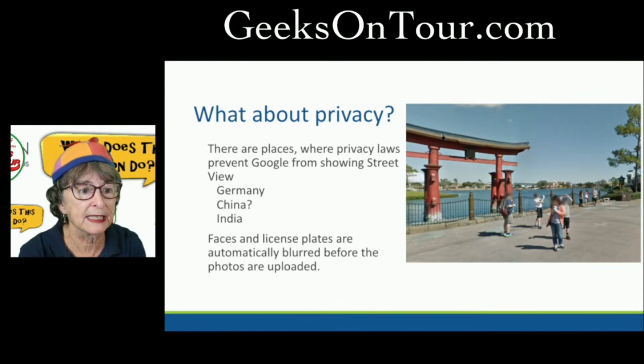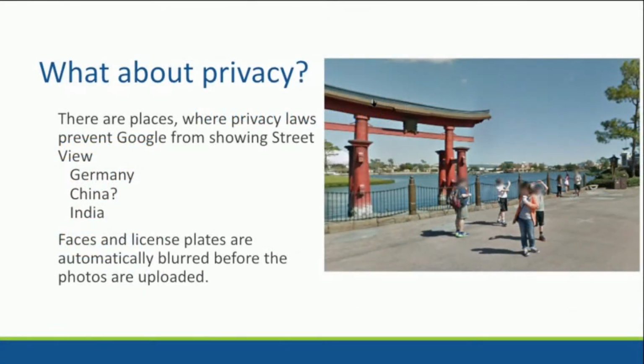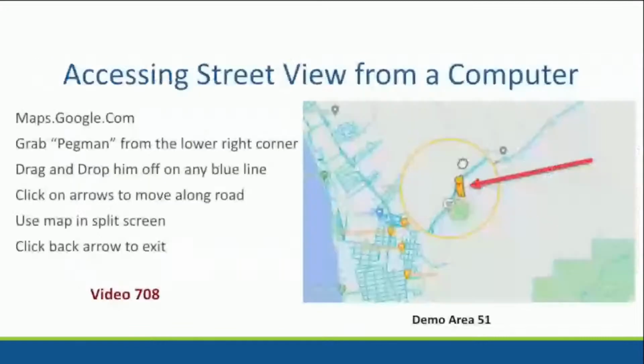So you can see in that image there, first of all, that image is from Disney World, so it was done with one of those backpack things. And notice that the faces, you cannot see anybody's face. And there are places where privacy laws do prevent it. For example, if we go to Germany, you'll see that there are very few areas where Street View is available, and that's a legal thing.